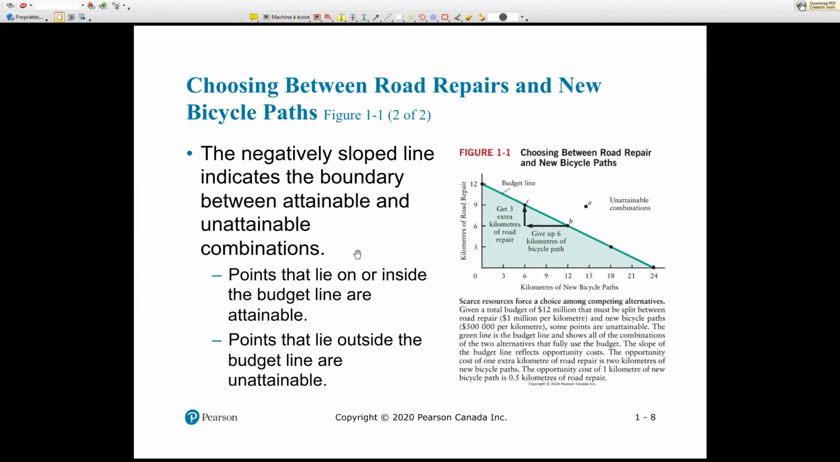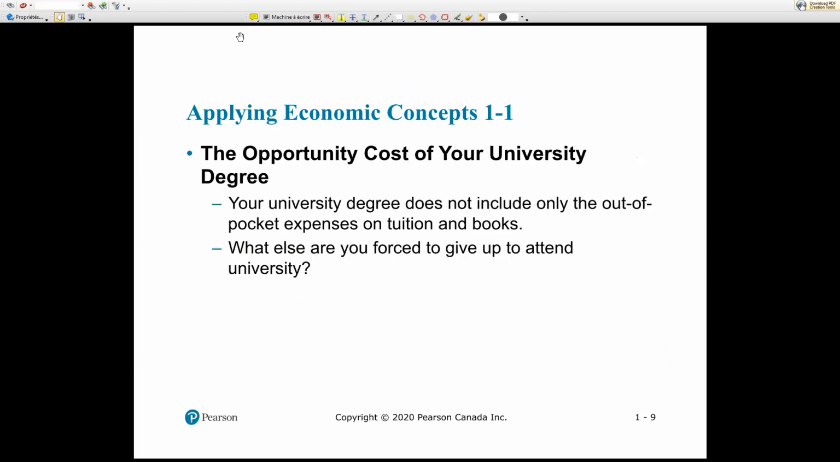Yeah, so this is just saying what we were just saying. The points that lie inside are attainable, and the points that lie outside of the budget line are unattainable because I don't have enough money to buy them. Opportunity cost, we already talked about this a bit.